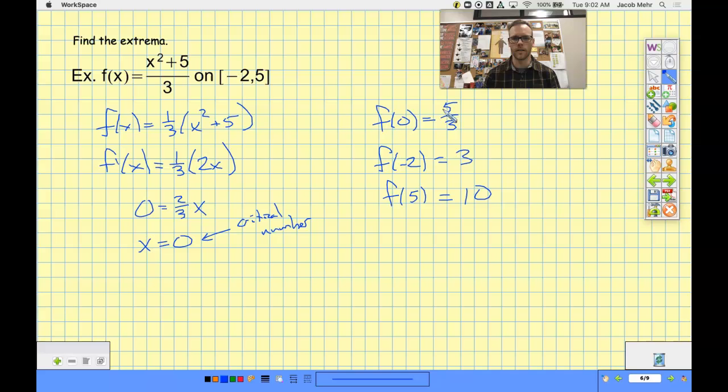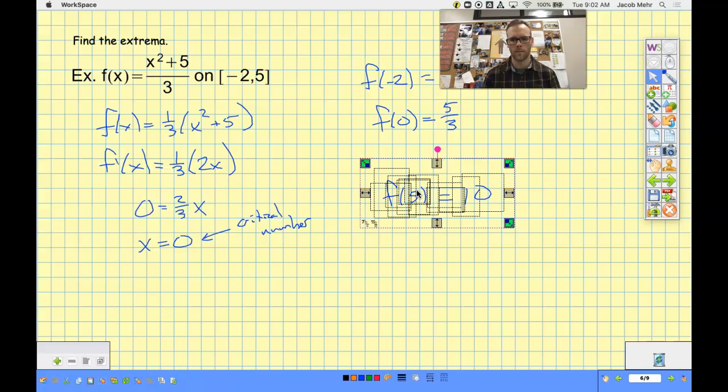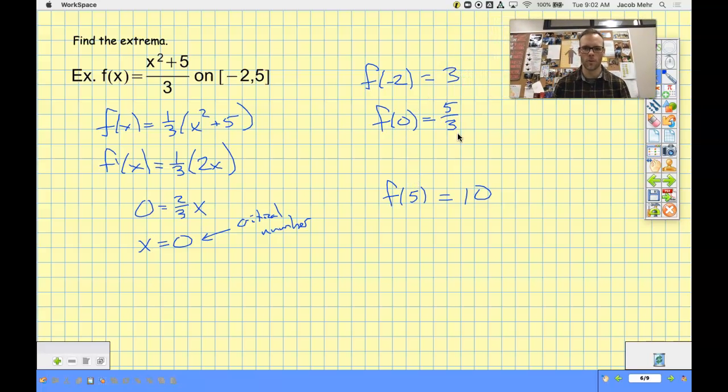Well, as we compare these, and we think about this from left to right, I wrote these out of order here, but it might be more imperative in the future to put these in order. By in order, I mean from smallest to largest x values. At -2, the y value is 3. At 0, it's 5/3, and at 5, it's 10.